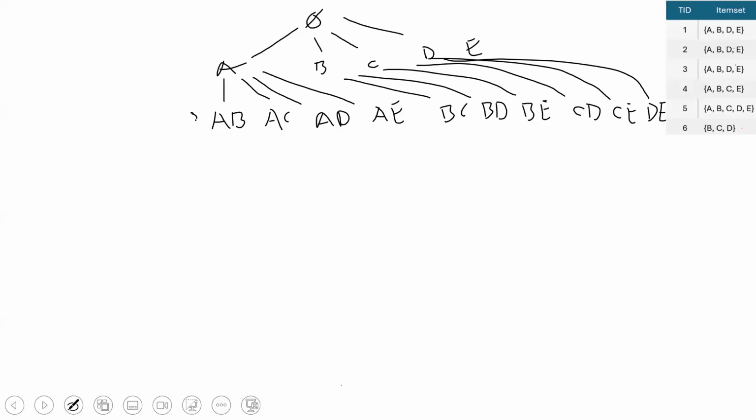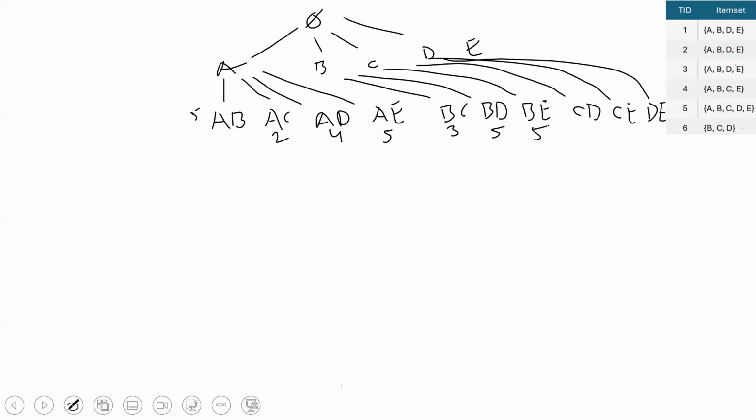The frequency of AB is 5. What about AC? AC is 2. What about AD? AD is 4. What about AE? AE is 5. What about BC? BC is 3. BD? BD is 5. What about BE? BE is 5.